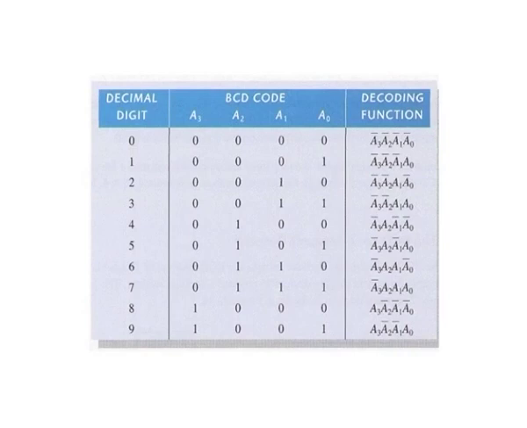Each of these decoding functions is implemented with NAND gates to provide active low outputs. If an active high output is required, AND gates are used for decoding. The logic is identical to that of the first 10 decoding gates in the 1 of 16 decoder.